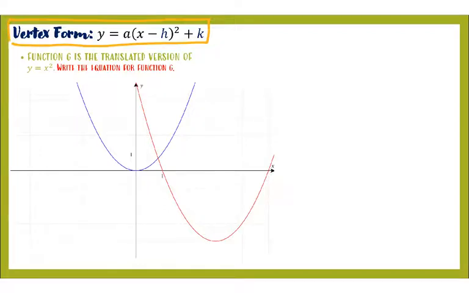All right, so looking at this example or this task, we have function g is going to be the translated version of our quadratic parent function y equals x squared. So our parent function y equals x squared is going to be moved to create g. All right, how do we do that?